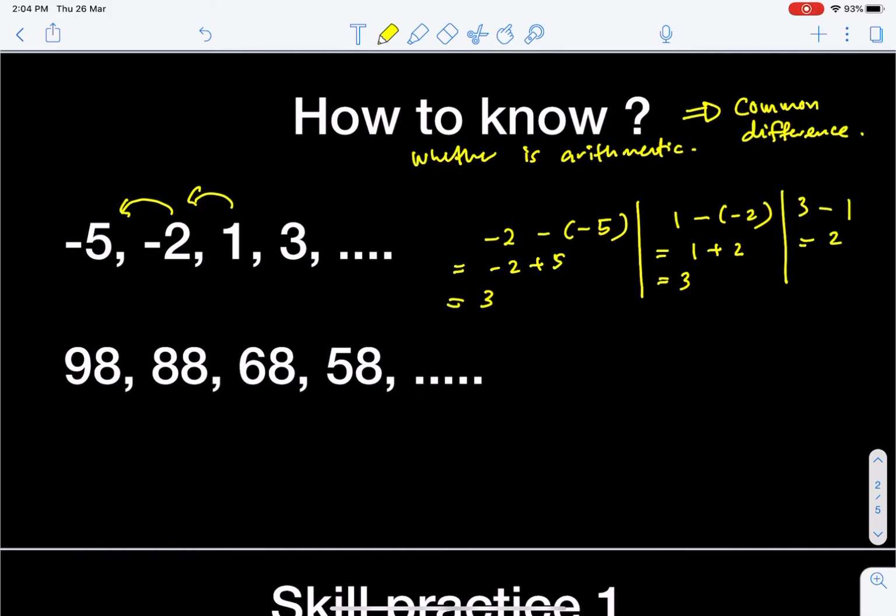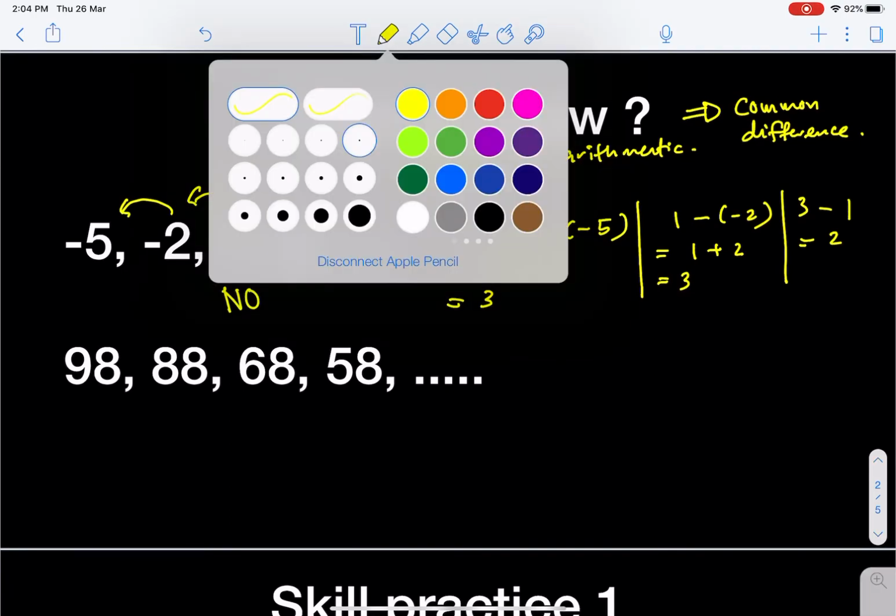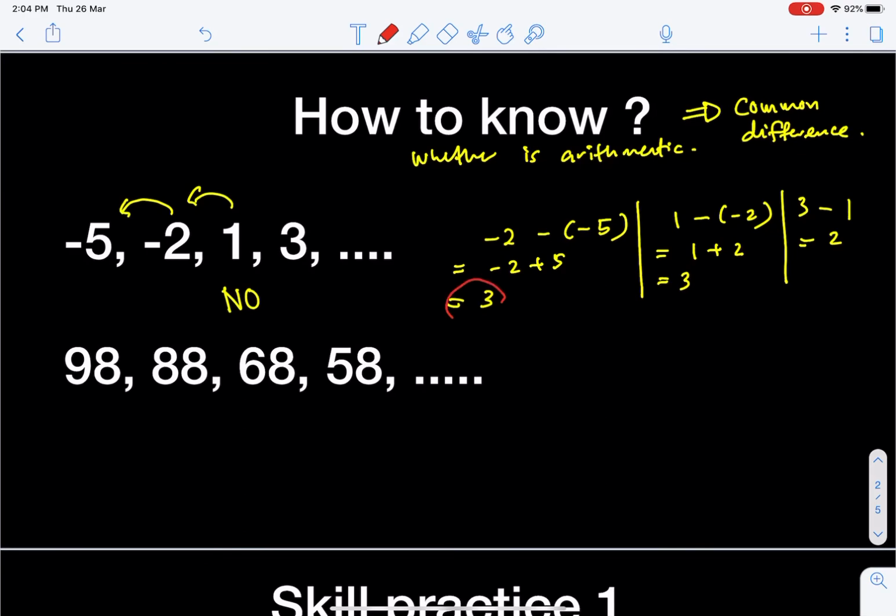So what do you think? Is this an arithmetic progression? The answer is no, because we don't have a common difference here. The first one is 3, second is 3, but the third one is 2. So this is not an arithmetic progression. Now let's look at the next one.